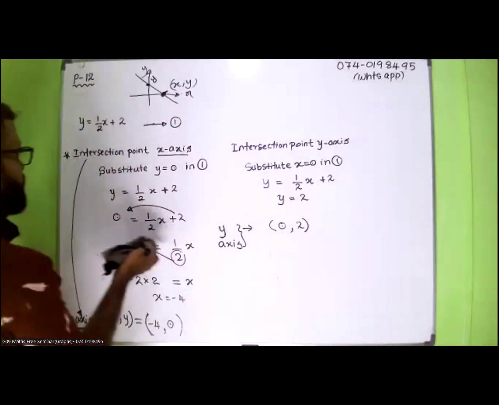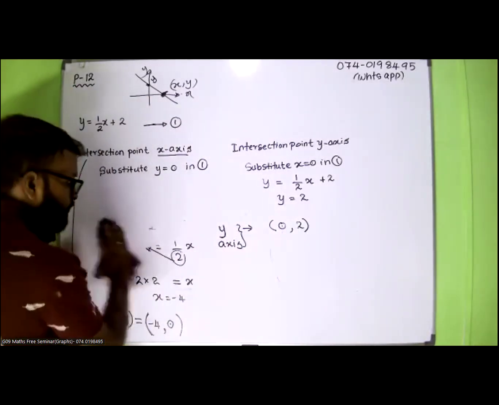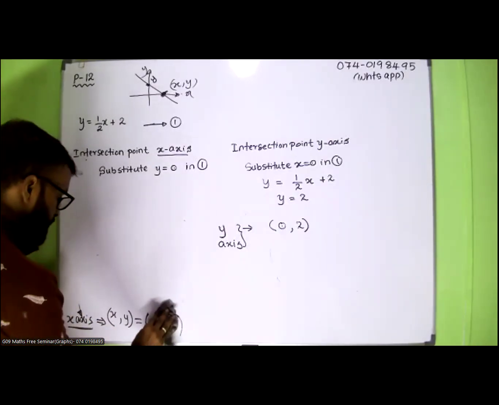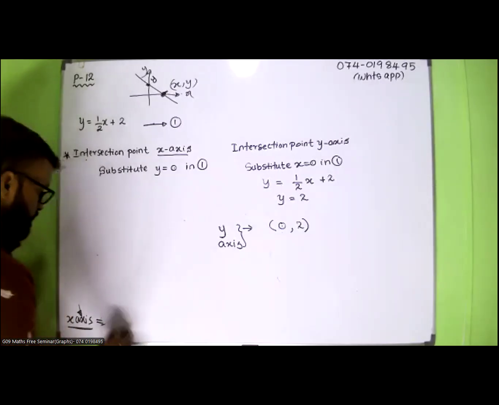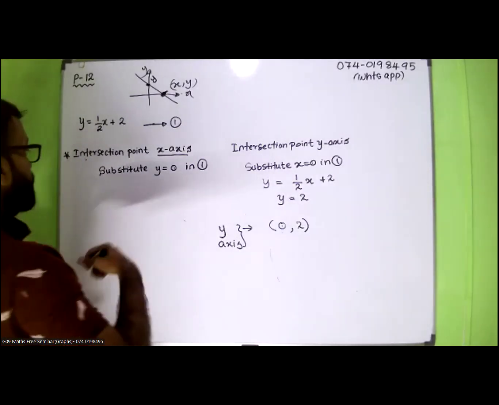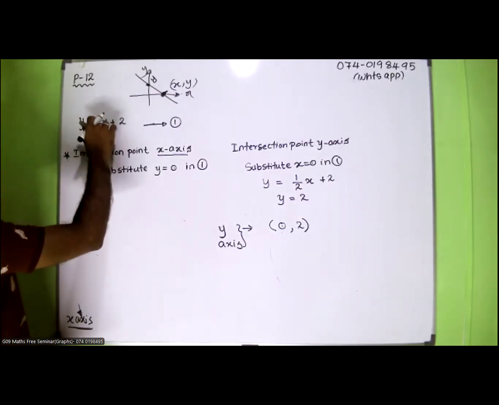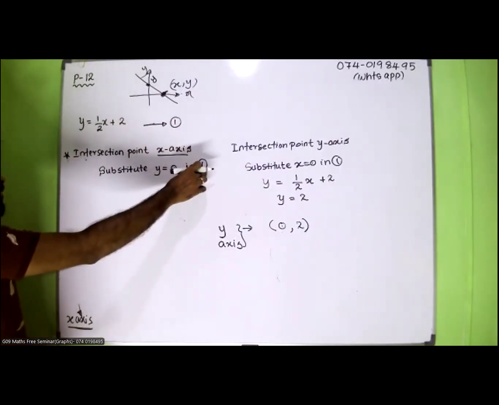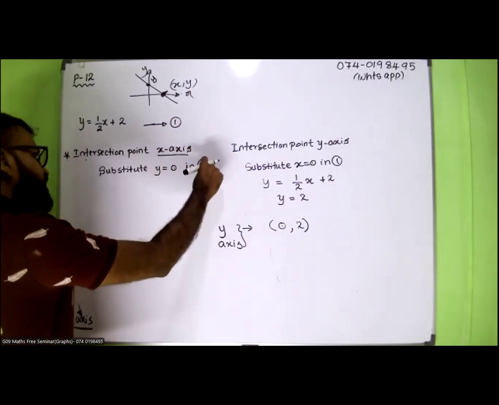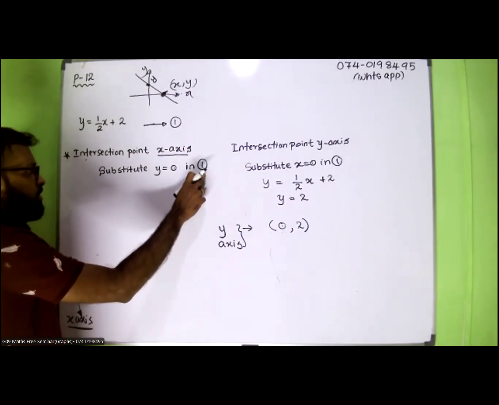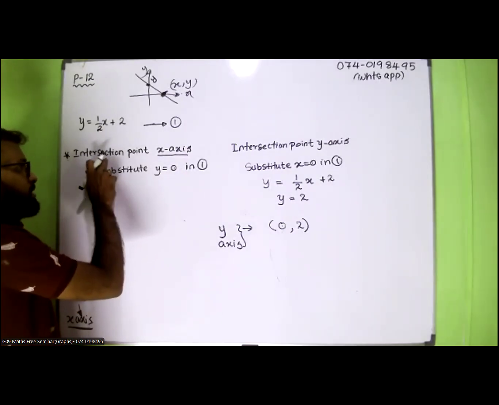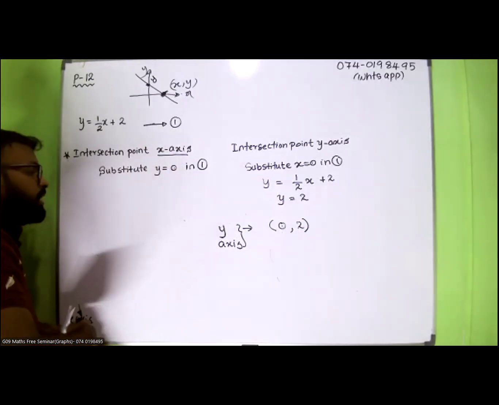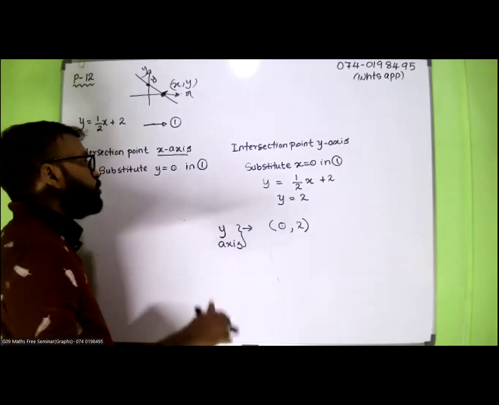Right, guys, I will explain this again. Look at the board. So my function is y equals 1 upon 2 x plus 2. I will take it as 1 because I am not going to repeatedly write that. So I am going to find the intersection point of the x-axis. If I want to find it, what do I need to do?